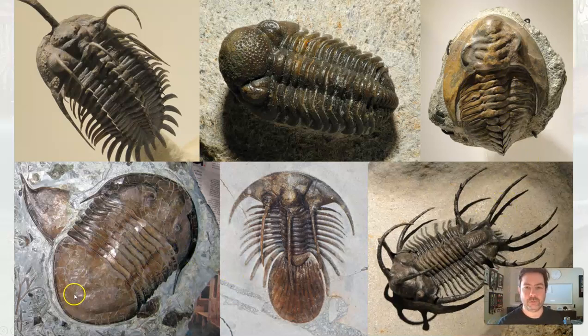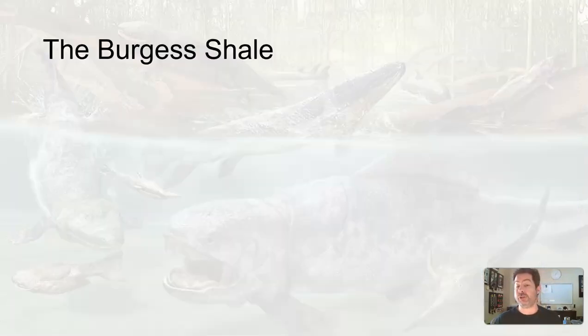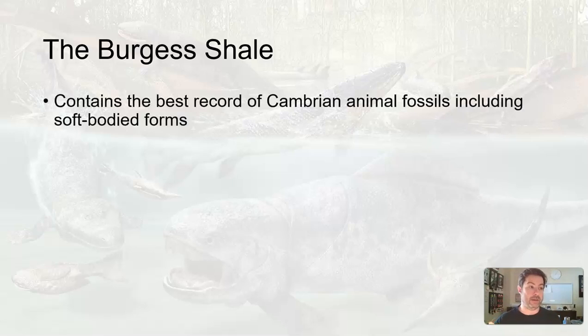Trilobites. Cute little things. Now, one of the most important rock units that helped us stumble on this Cambrian explosion is called the Burgess Shale, and that's found up in Canada. It contains some of the best records of Cambrian fossils, including the soft-bodied ones, which are really hard to fossilize. Usually the shelled stuff can fossilize pretty well, but the soft organisms are hard. You need some special conditions.